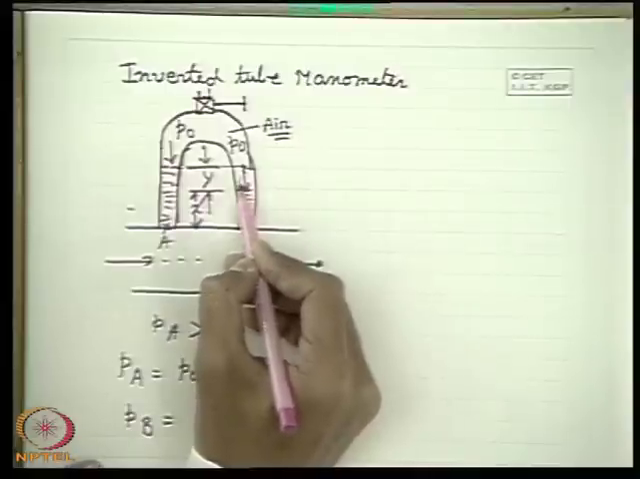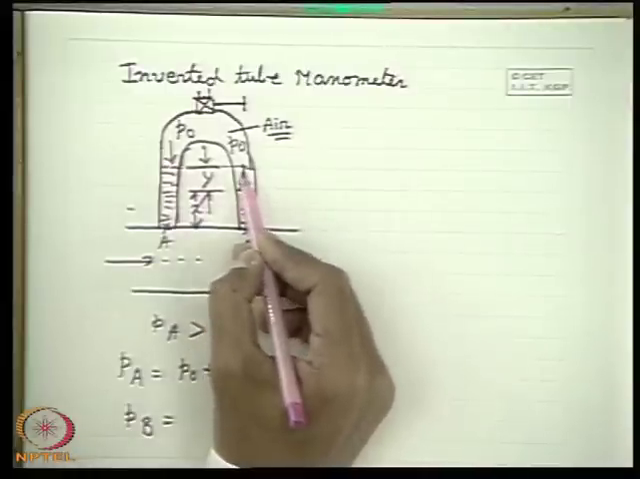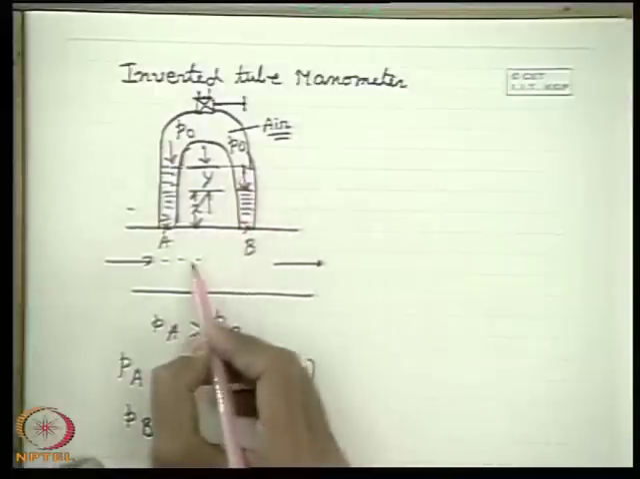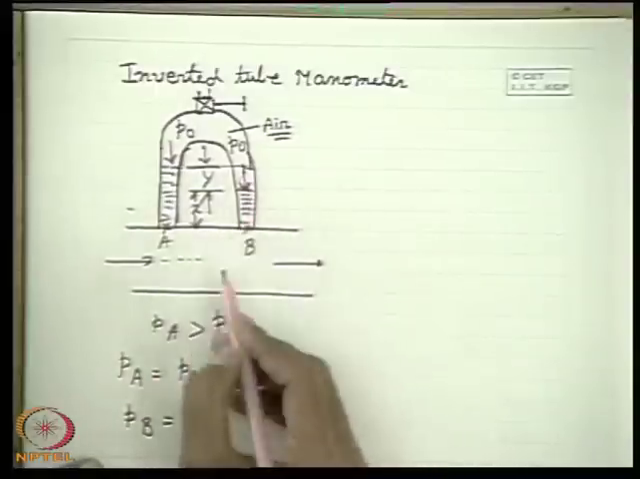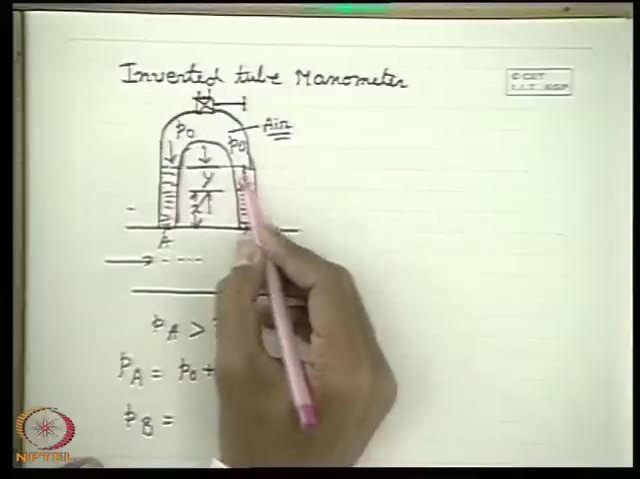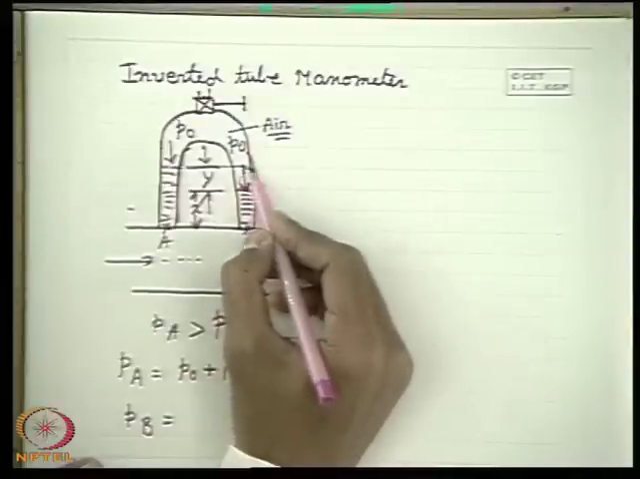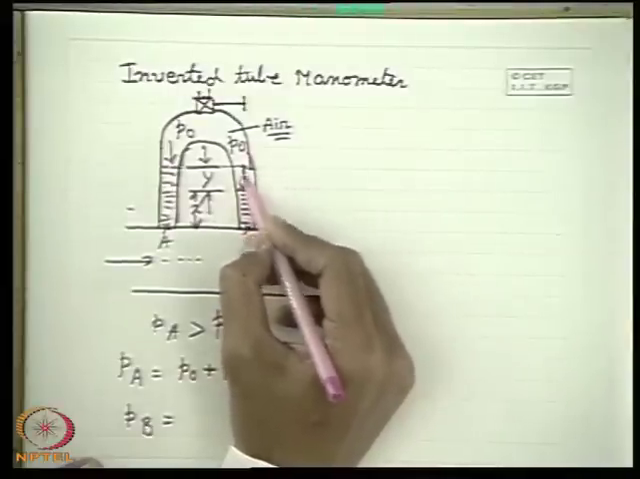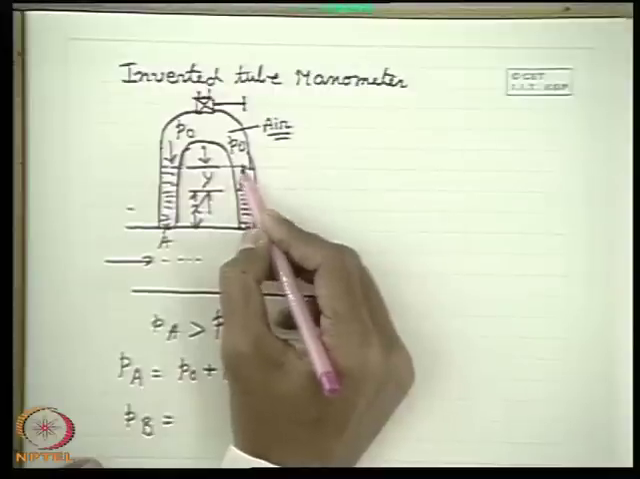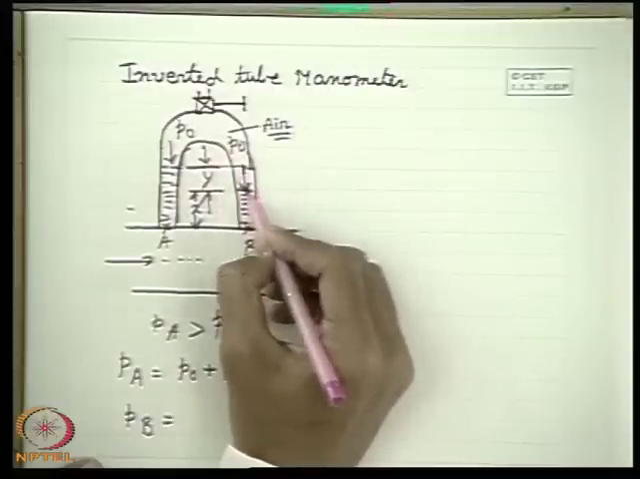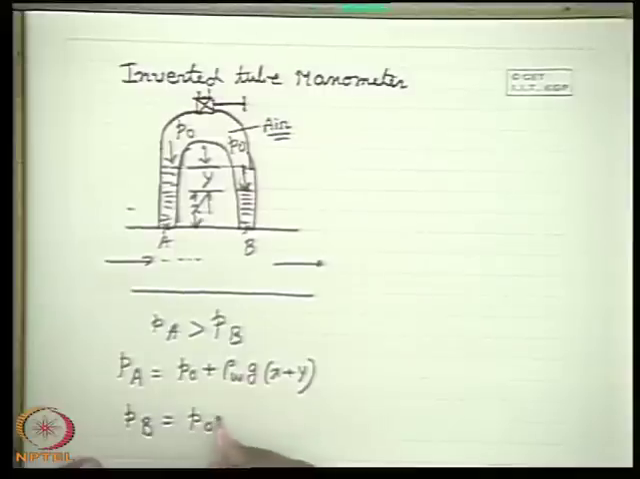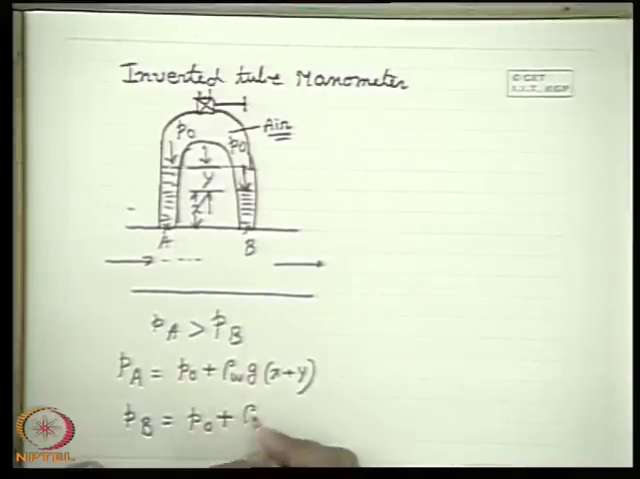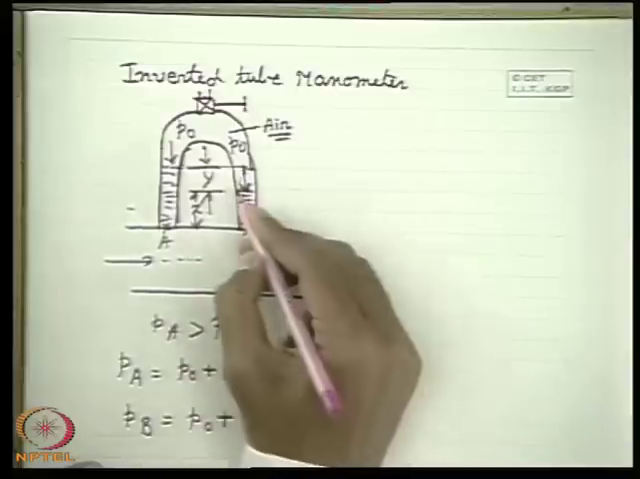That height of the air we neglect because the density of the air is so small compared to the working fluid. If this is a liquid, usually the working fluid is a liquid, so we neglect, for small height, the variation in pressure due to the height of the air. So the same P0 pressure is impressed here. So, P0 plus rho W G into x.